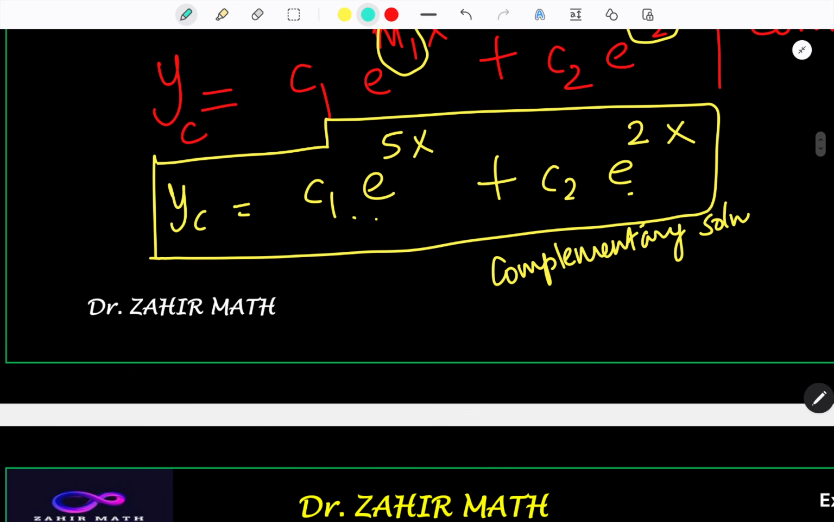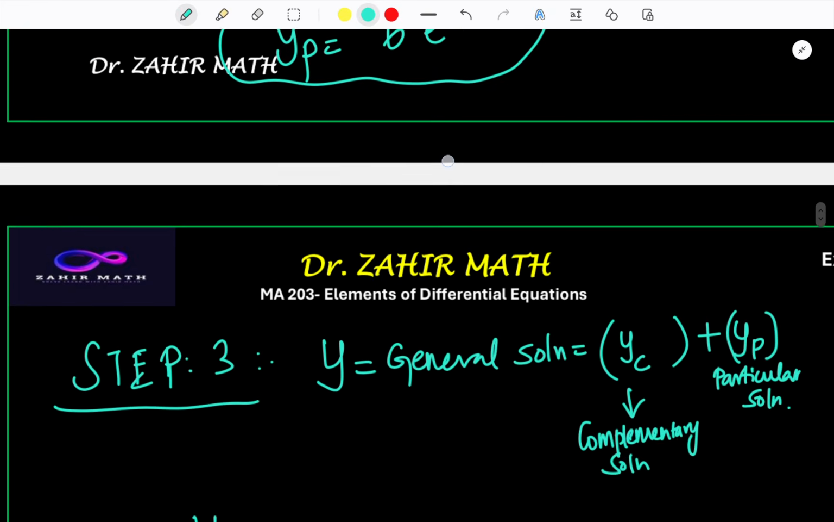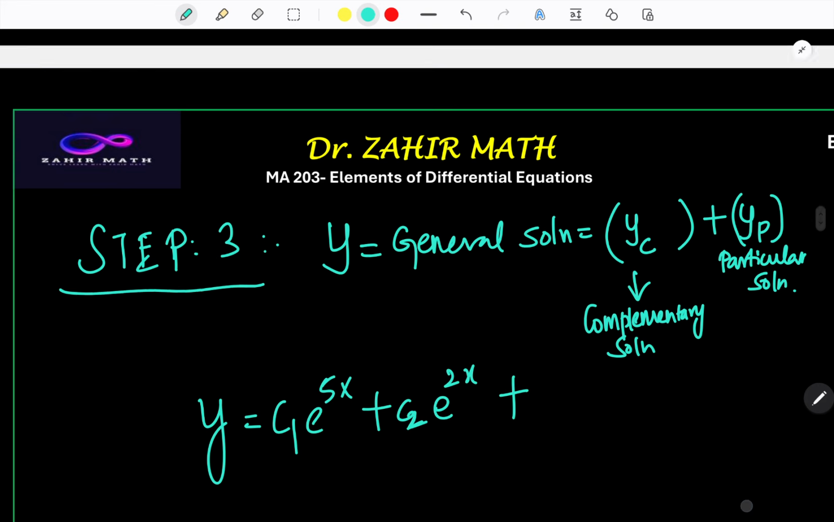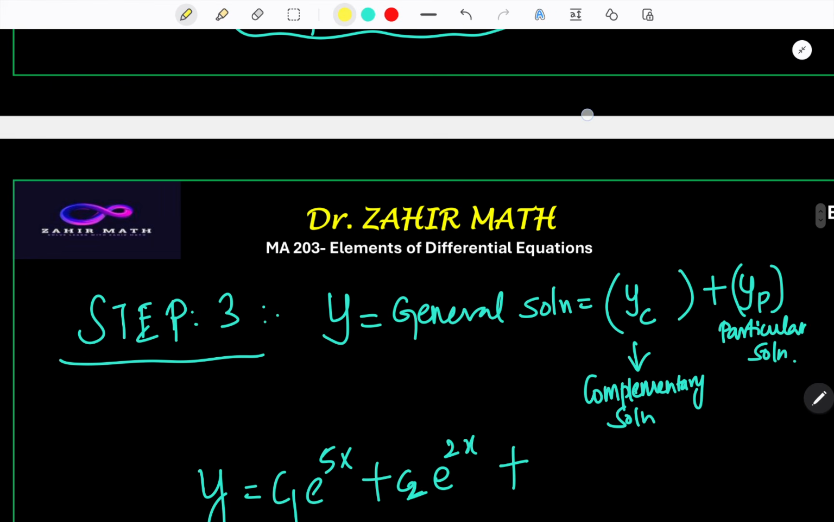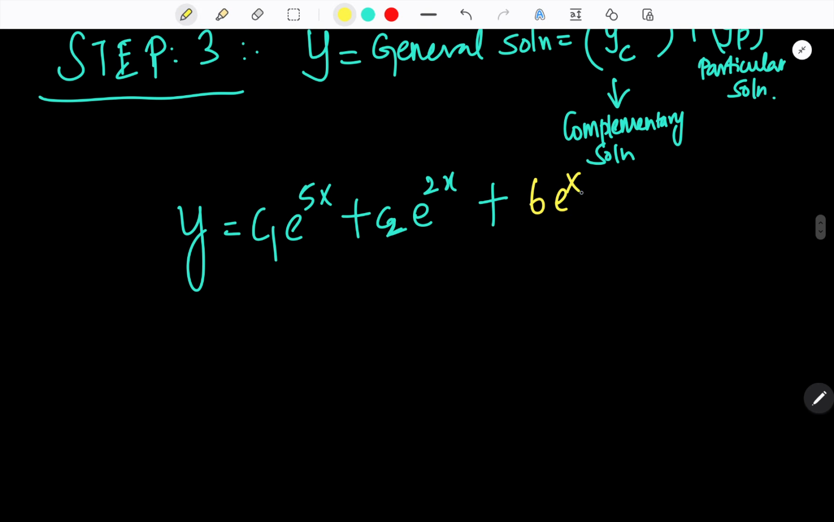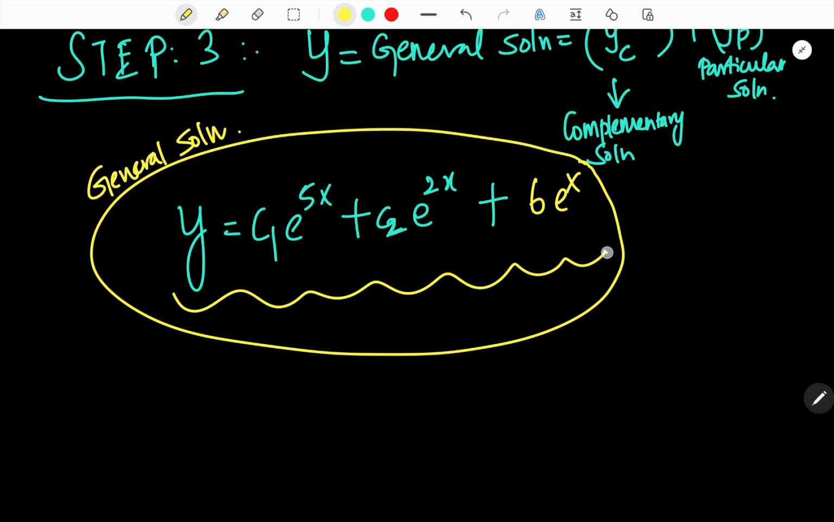So what is your complementary solution, which I got in step number 1? What is that? C1 e power 5x plus C2 e power 2x. So we are going to write C1 e power 5x plus C2 e power 2x, plus what is your particular solution? Your particular solution, just now we got it, which is 6 e power x, right? So this is your general solution. What is the question? Verify. This is your general solution for the differential equation.